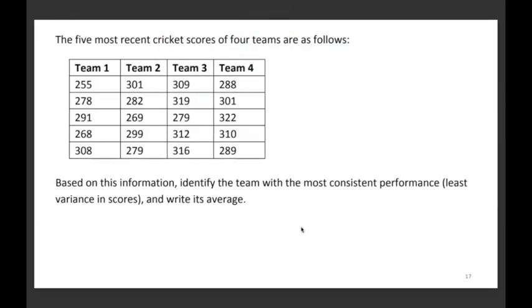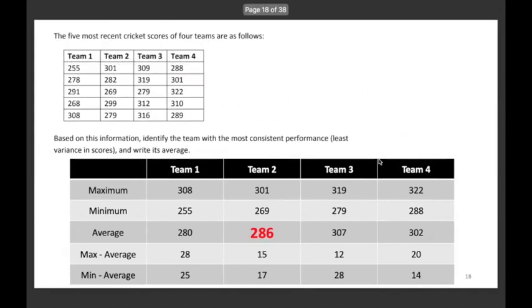5 most recent cricket scores of 4 teams are given here. Based on this information, you have to identify the team with the most consistent performance, which means the least variance of the score, or least variance in their scores, and their average. Okay. So when I try finding the maximum and the minimum scores first, the maximum scores I've listed for all teams here. Minimum scores are listed here. The average is also listed here. When I talk about consistent performance, which means there has to be minimum variation between the maximum and the average, and the minimum and the average. So I'll then find that.